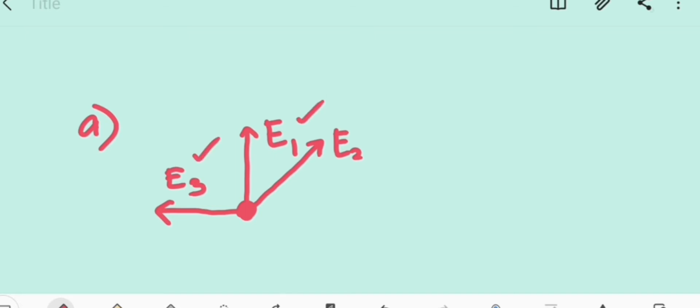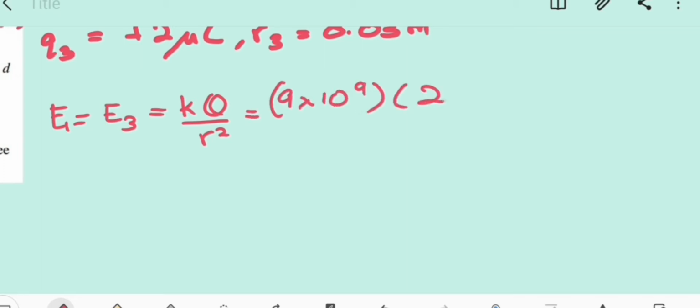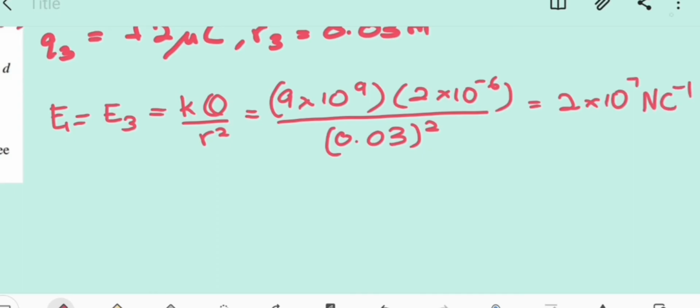From the diagram, you can see that E1 and E3 are the same, so we're just going to calculate one time only. E equals kQ over R squared. k is 9 times 10 to the power of 9. For the value of Q, you don't need to take the sign. Whether it is positive or negative, just take the value only. Alright, 2 micro like this is wrong. You have to write 2 times 10 to the power of negative 6. So again, do not put the symbol micro in your substitution. Again, please don't.